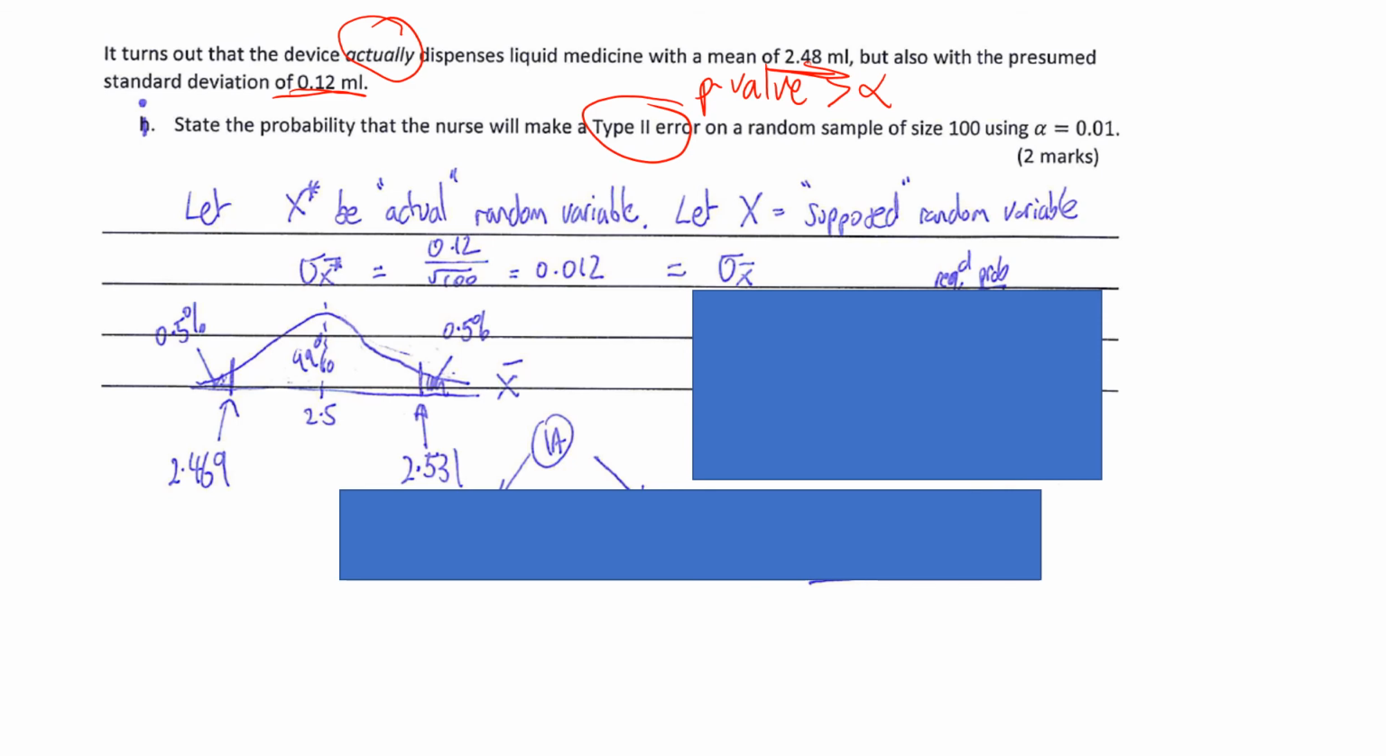All right, so what am I doing? I'm just setting up some notation to make it clear how to set out some working out. So I'm calling x star the actual random variable, x being the supposed random variable for the amount dispensed by the dispenser. So we know that the standard deviation in a sample of size 100 is the standard deviation of 0.12 divided by the square root of 100, so it's 0.012, and that's something shared by both the actual standard deviation of the sampling mean and the supposed sampling standard deviation of the sampling mean.